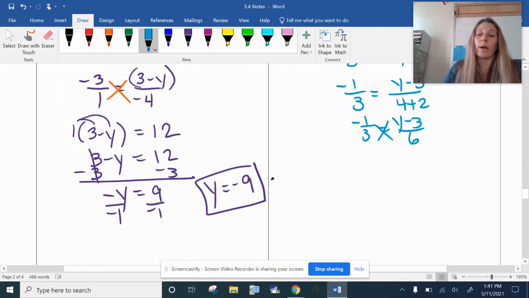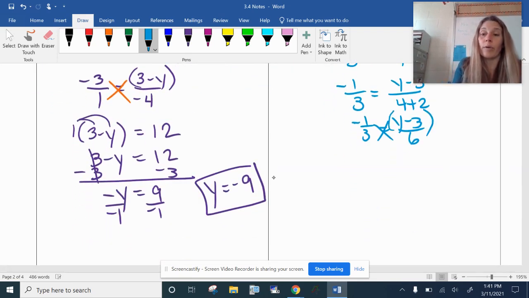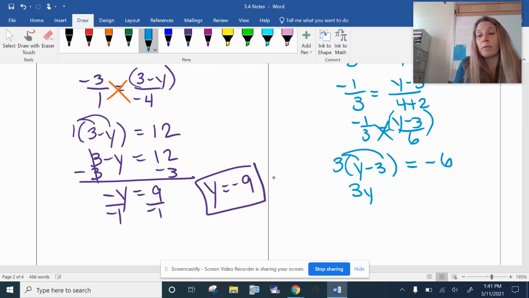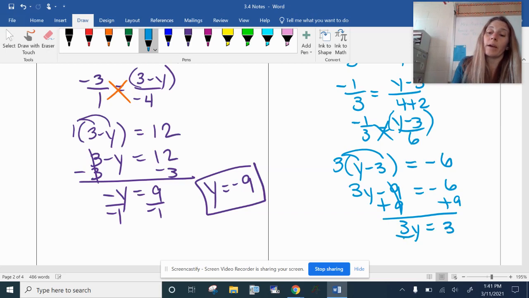Now when I cross multiply this time, the 3 has to get multiplied to the y minus 3 and the negative 1 by the 6. So I'm going to have to distribute my 3, giving me 3y minus 9. And now I want to get the y by itself. So I'm going to add the 9, which gives me a 3 there, divide by 3, and y equals 1.